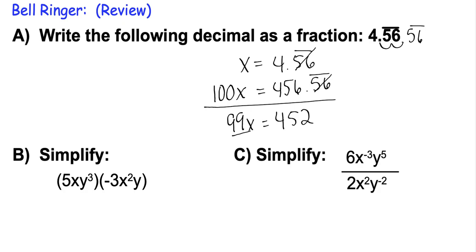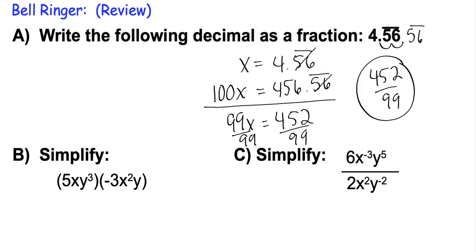We divide both sides by 99. Okay, so we got 452 over 99, and then you double check to see if things can come out of that. So if I would try to take a 3 out of 452, because that goes into 99, doesn't work. Okay, 3 does not go into 452 over 99. Or you can use the fraction button that I showed you guys in class to change these back, but that is what we're going to get in the end, 452 over 99.